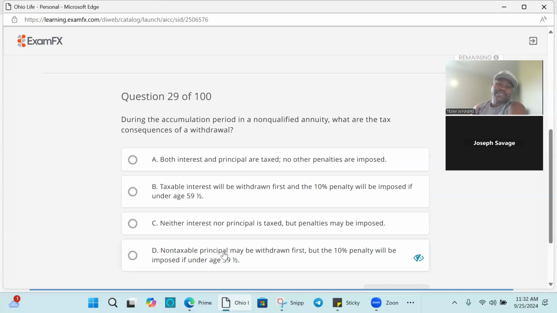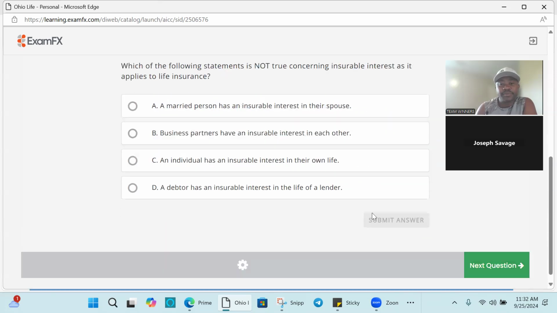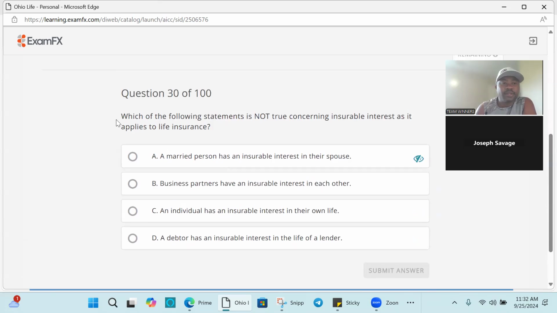LIFO, so that means what? Last in, first out. So they will take the interest first and tax it. That is correct. They want to pay themselves first. The answer is B. So where does FIFO apply? FIFO applies in life insurance policies. So FIFO in life insurance, LIFO in annuities. Correct.